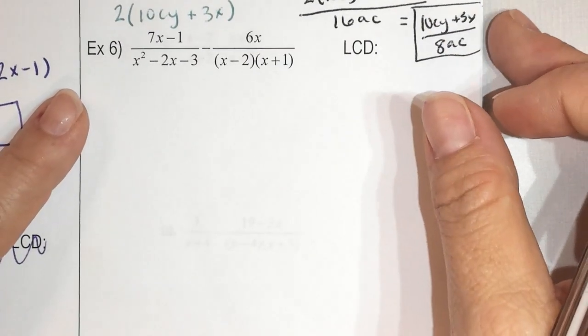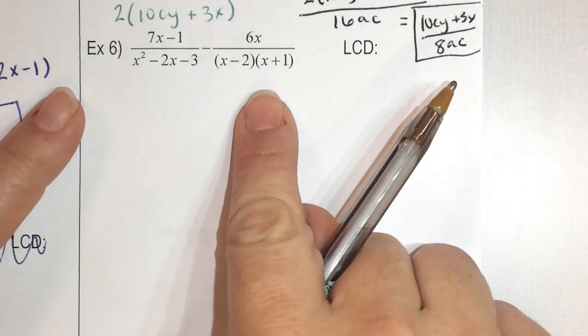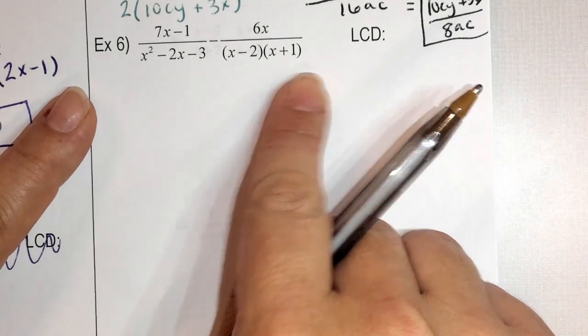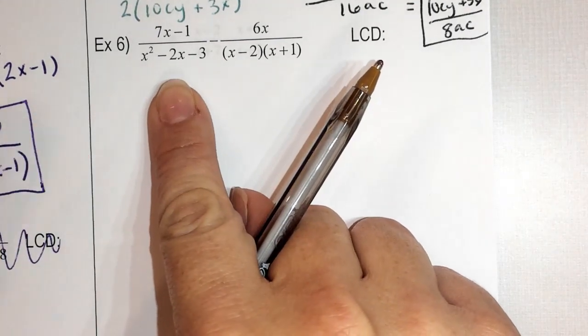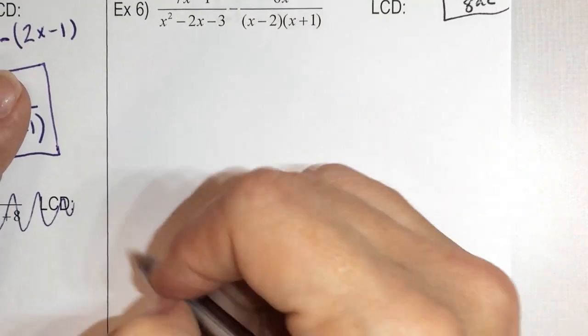Do the denominators match? Do we know if they match? Well, one of them is factored and the other one's not. So we don't know if they match, right? So we need to find out. And we need to find out by factoring, correct? So I'm going to factor this guy. So I'm going to come down to the bottom so I have plenty of space.